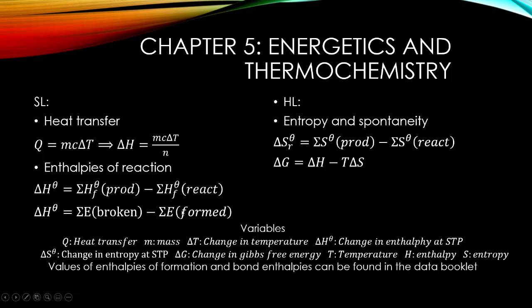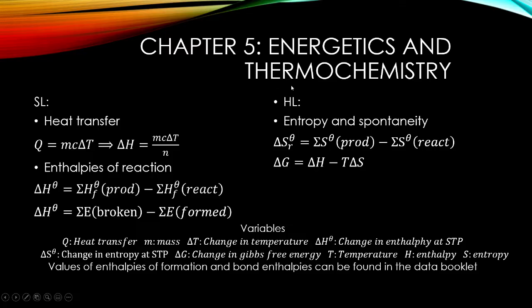Now for bond enthalpies, it's basically the same. It's just the sum of the bonds broken minus the sum of the bonds formed. And if you want to find the bond enthalpies, you also have to look in the data booklet. So the way I remember this is that forming bonds releases energy. So if the energy released when forming bonds is greater than the energy you need to break the bonds, it would become exothermic, and this would only occur if you subtract the bonds formed. So it's broken minus formed.